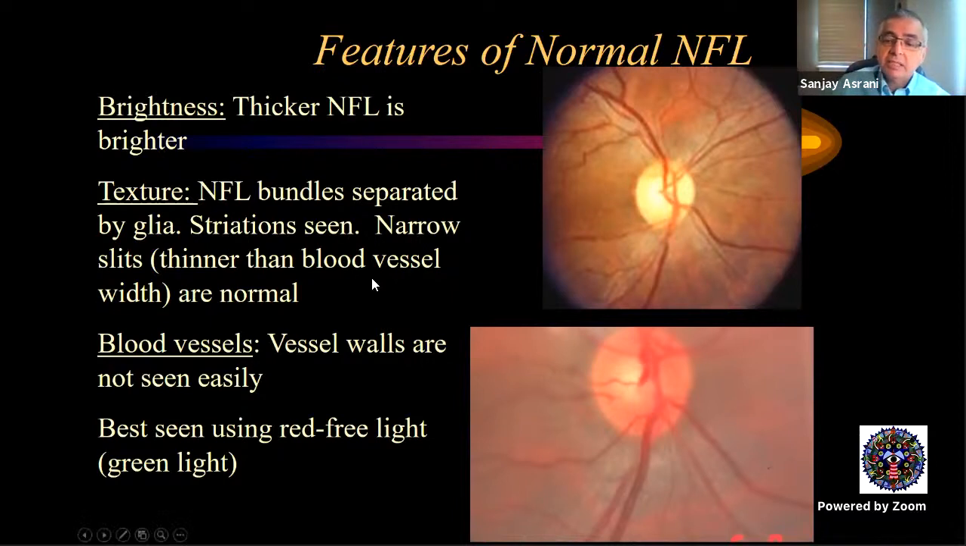It is best seen, this nerve fiber layer, using red-free light. So I encourage everyone to use, in anybody who has been dilated, the green light of the slit lamp with the help of a 78 diopter lens. And you can visualize the nerve fiber layer very nicely. You take a look at 100 patients and you will be able to identify the nerve fiber layer even in an undilated examination.